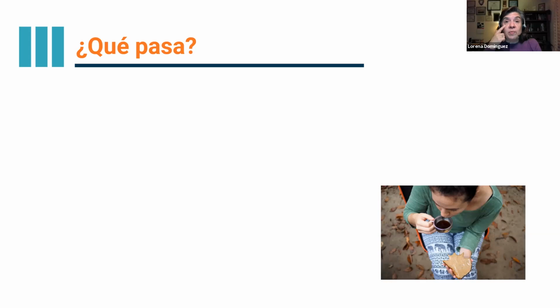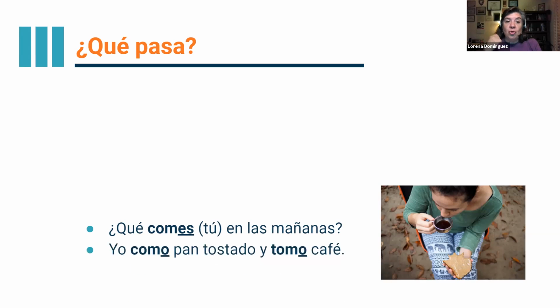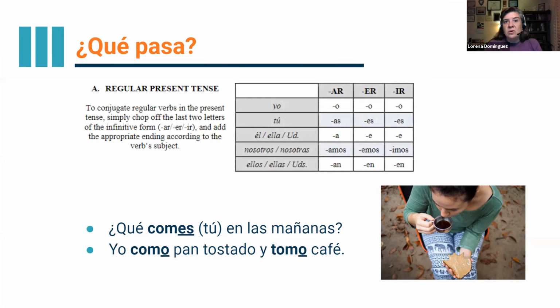Ahora, vamos a observar qué pasa. ¿Qué comes tú en las mañanas? Observa los verbos. Yo como pan tostado y tomo café. Okay, so here we're looking at an explanation of regular present tense, verbs that finish in AR, ER, and IR, and how they change their final letters according to what subject we're using. If you use yo, everything ends in O. Yo camino, yo escribo, yo duermo.